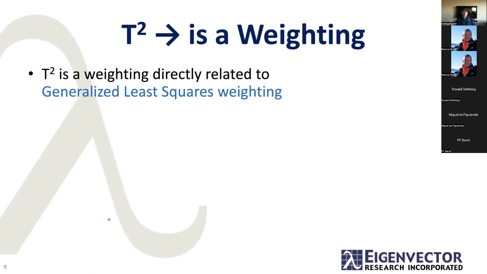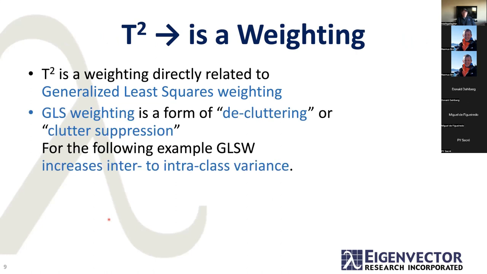So, okay, we got into T squared. It's a weighting. And that weighting is directly related to a concept that we're going to work with here called generalized least squares. And we're going to use the GLS weighting to declutter, or to account for the interferences in our measured signal. Some people would call this clutter suppression as well. So we're going to do an example next. My next slide is going to have a picture on it.